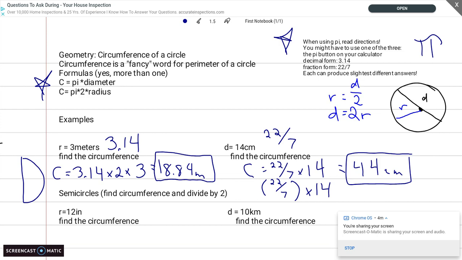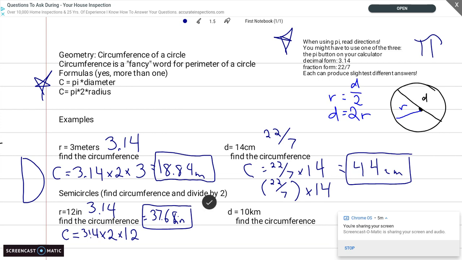For the first example, again, I'm going to use 3.14 for pi, and I have a radius of 12 inches, and I want to find the circumference. So let's find the circumference of the whole circle. C equals pi, which is 3.14 in this case, times 2 times 12. Off screen, I'm going to do 3.14 times 2 times 12, and I get 75.36. But I'm going to divide that answer in half because this is a semicircle, so I only want half of it. My final circumference is going to be 37.68 inches.